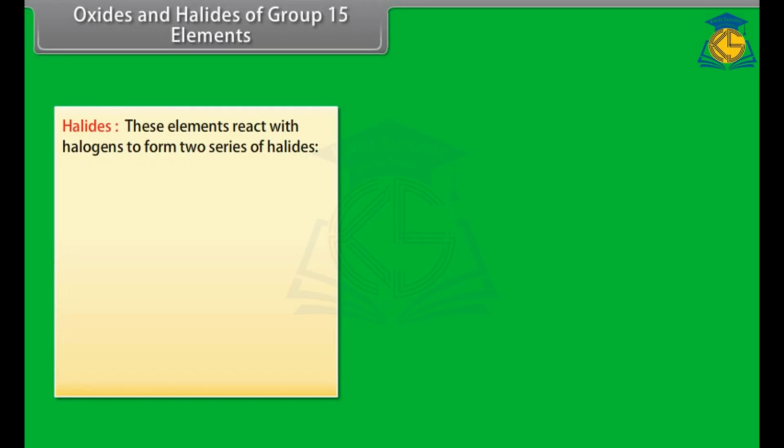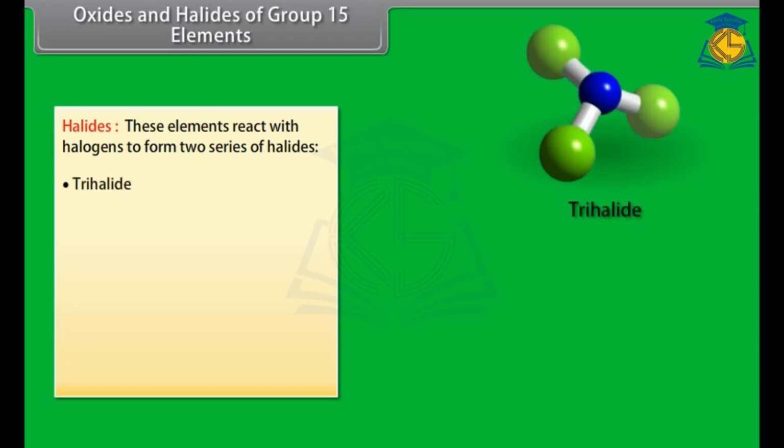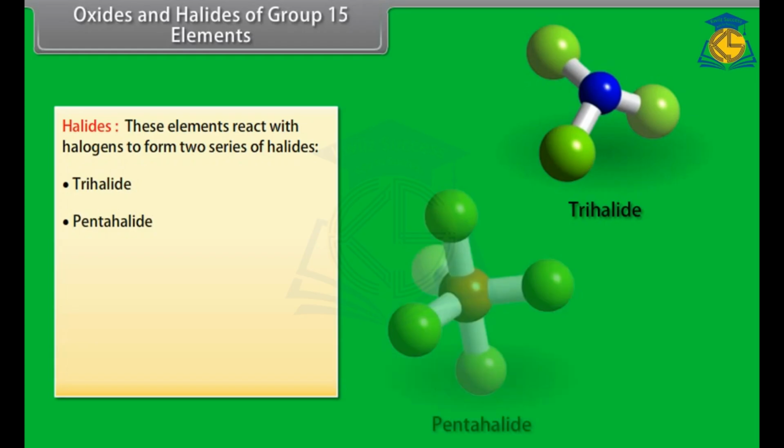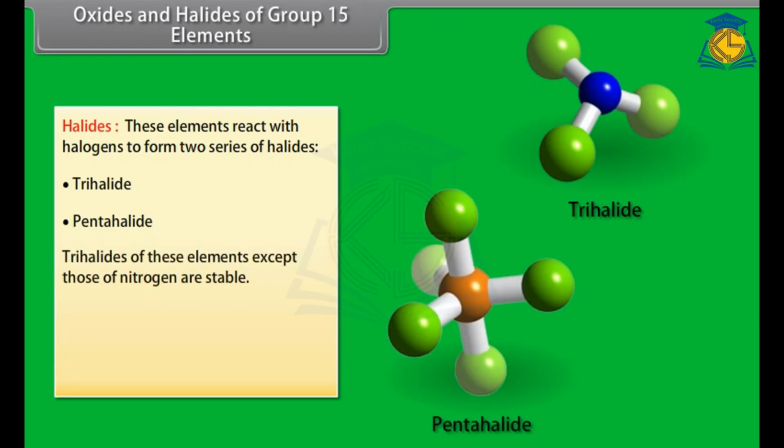Halides. These elements react with halogens to form 2 series of halides: trihalide and pentahalide. Trihalides of these elements except those of nitrogen are stable.